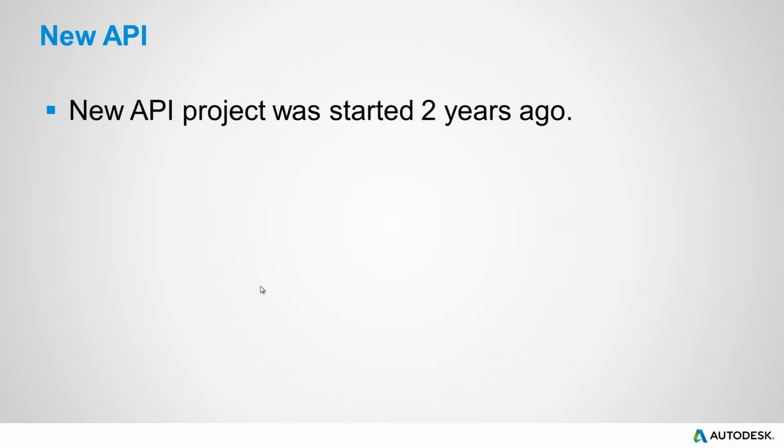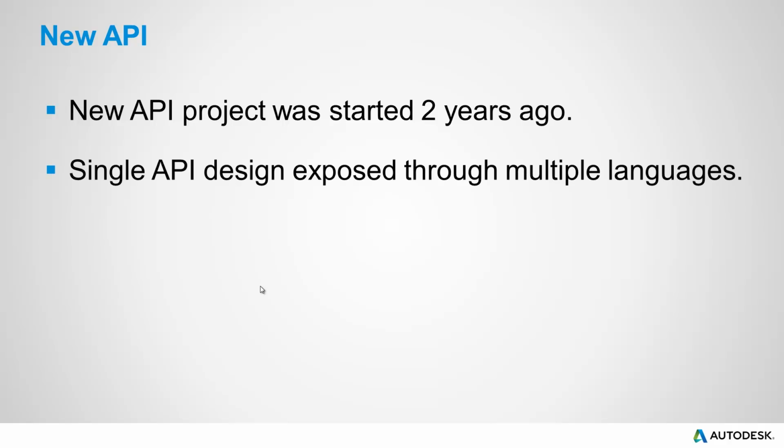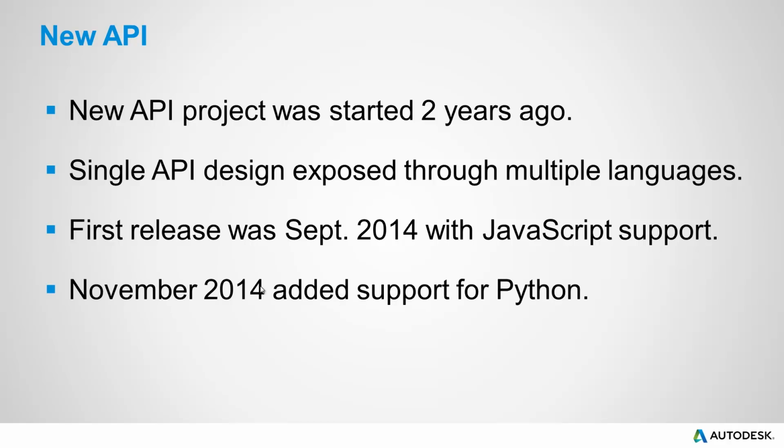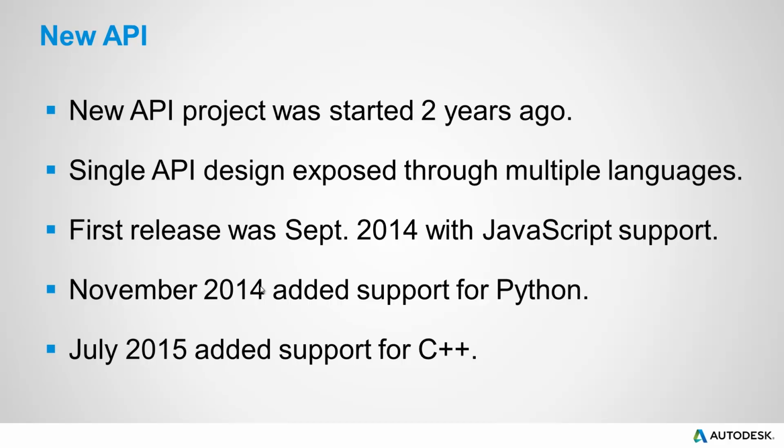All right. So the new API was started as a project about 2 years ago, and the idea for the architecture of this new API was that there would be a single API design, but exposed through multiple languages. I'll talk more about that with some examples later in this presentation. This new API was first released just a little over a year ago, and the first release supported JavaScript. Then in the next release we added support for Python, and just this past July, support for C++ was added.